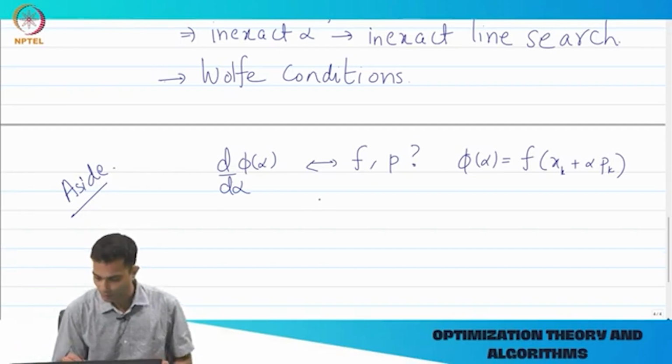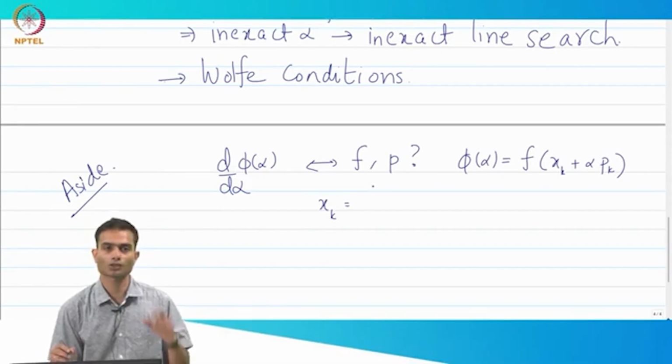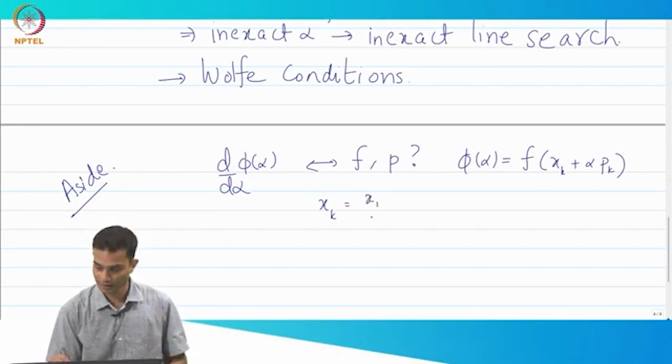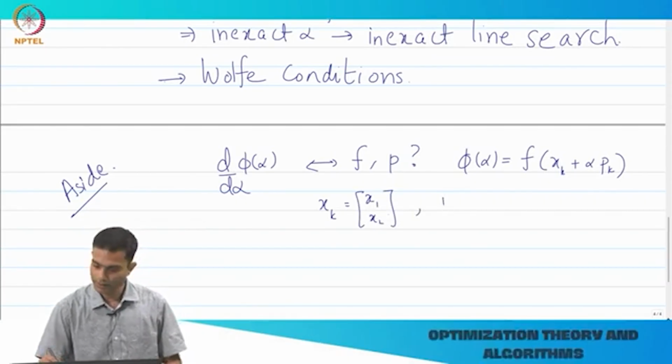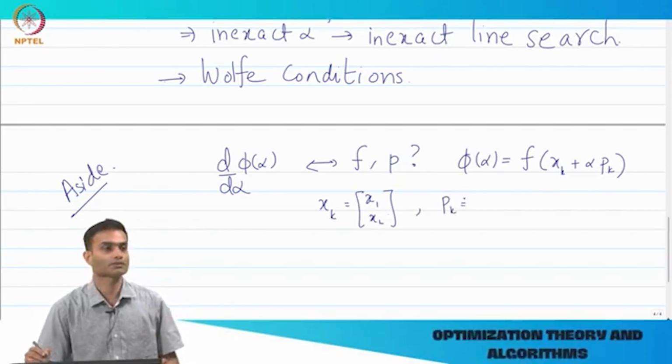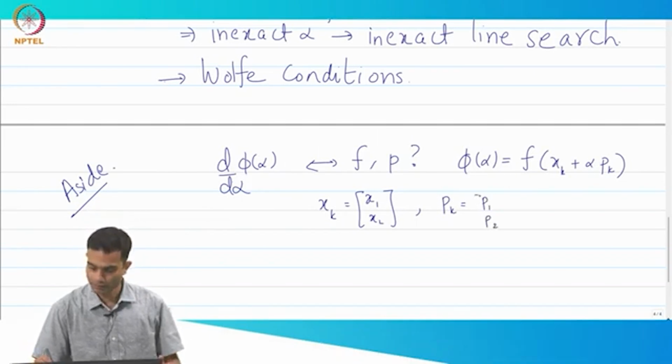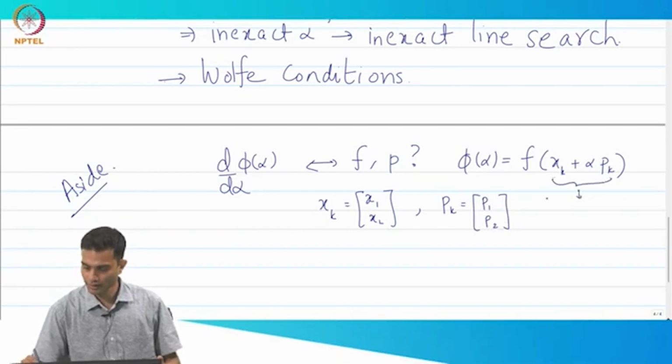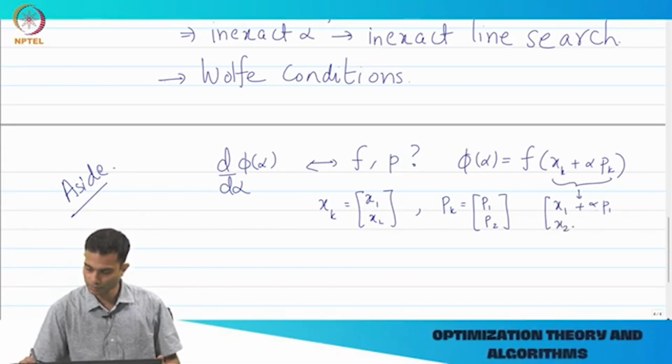So let's take simply two dimensions. I'm going to write xk as a two-dimensional vector, let's call it x1, x2. Similarly, pk, how many dimensions will pk have to be? Also two dimensions. Let's call it p1 and p2. So this quantity is again a two-dimensional vector, x1 plus alpha p1, x2 plus alpha p2.